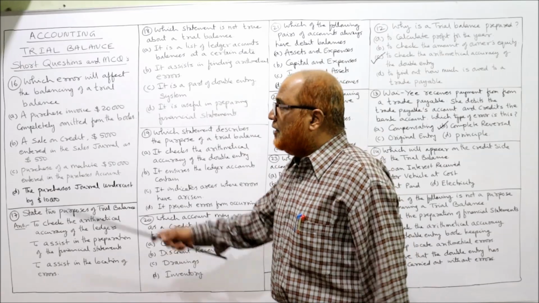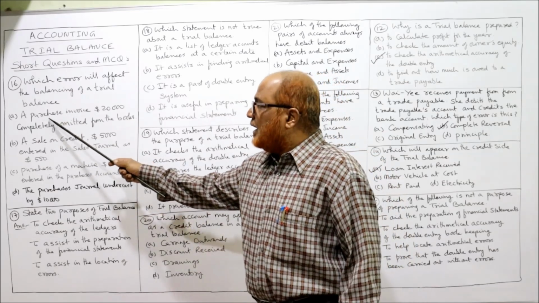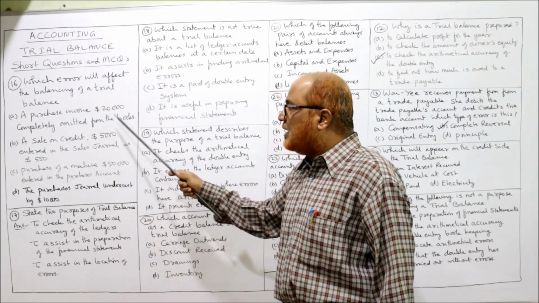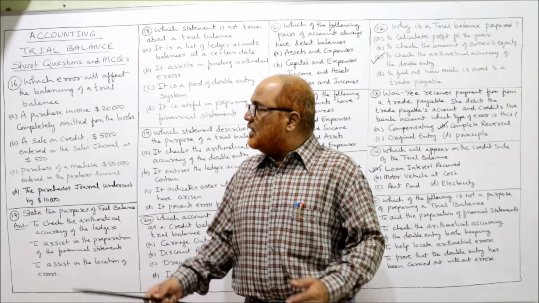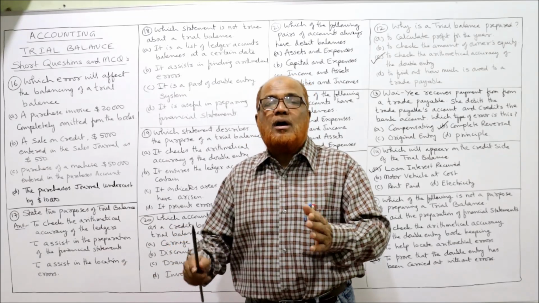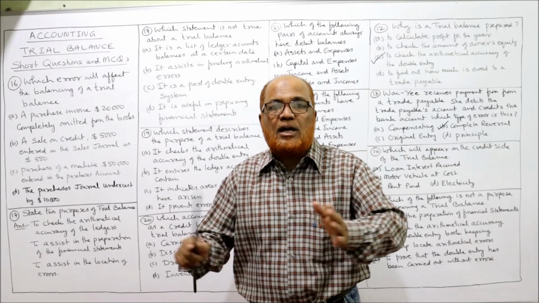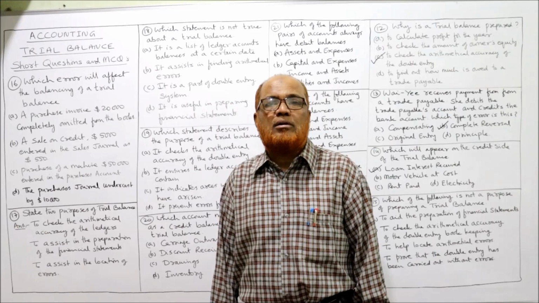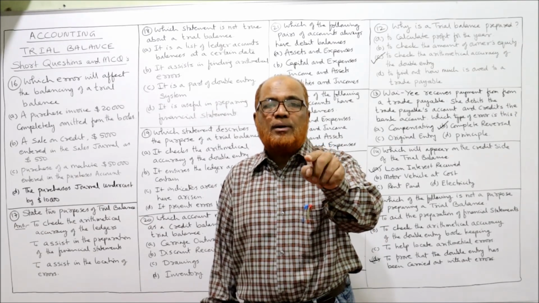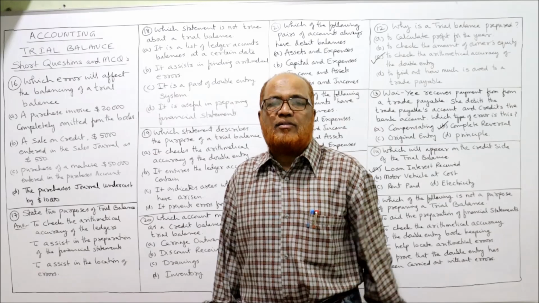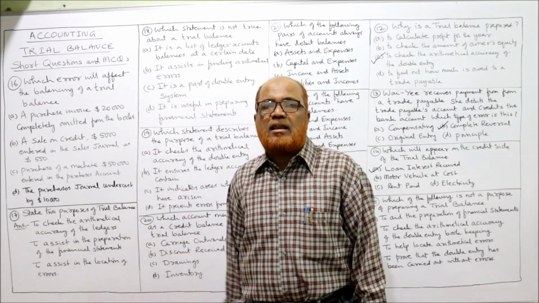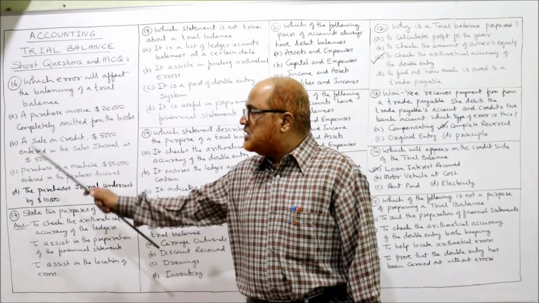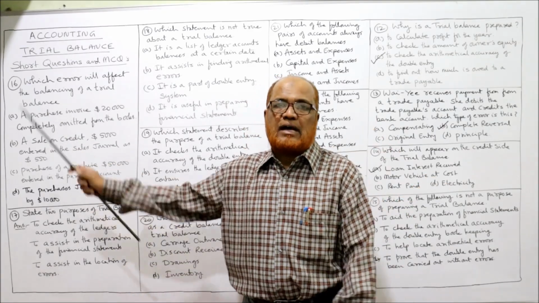So which type of error? First, one by one we'll see. A, a purchase invoice of $20,000 completely omitted from the books. When there is a purchase invoice of 20,000 completely omitted, not at all recorded in the books, it is called error of omission. On account of error of omission, it will not affect the trial balance. In spite of this error, the total of debit and credit column will be equal. That means this error will not affect the trial balance.